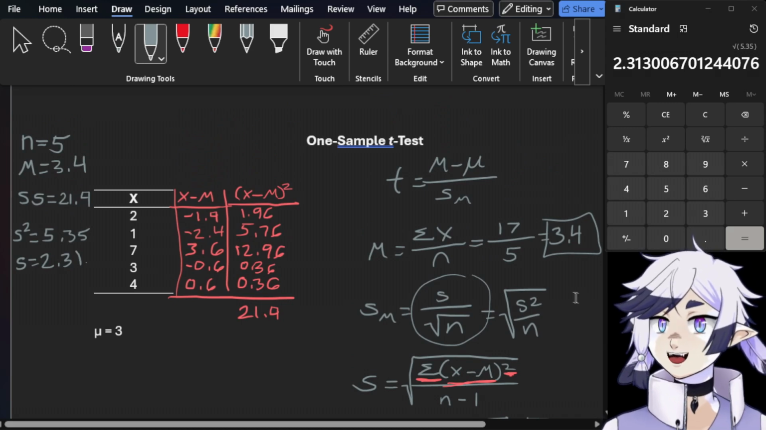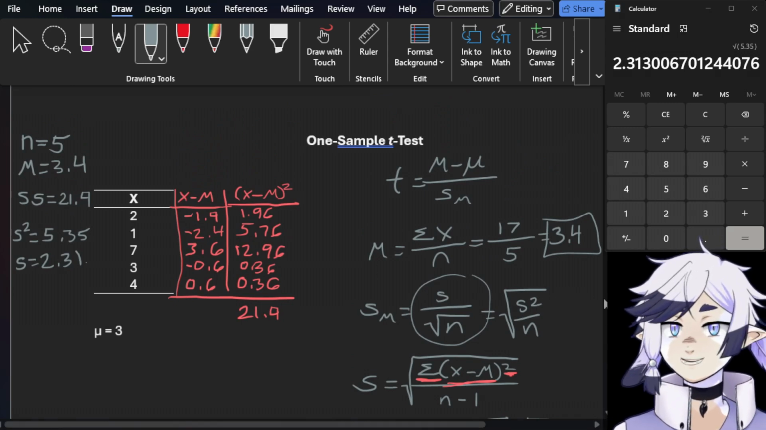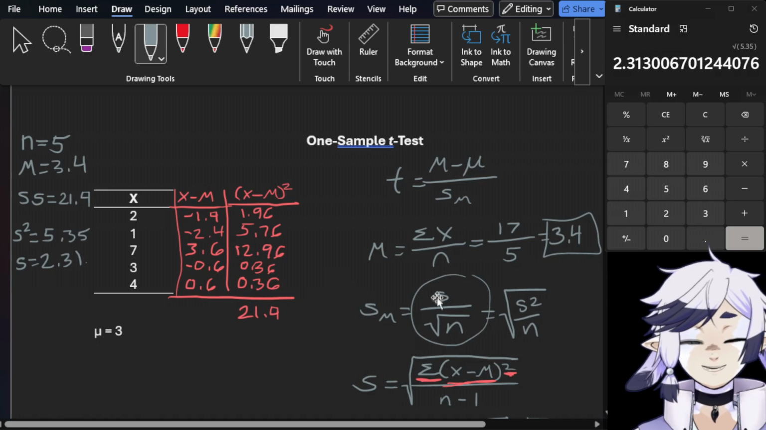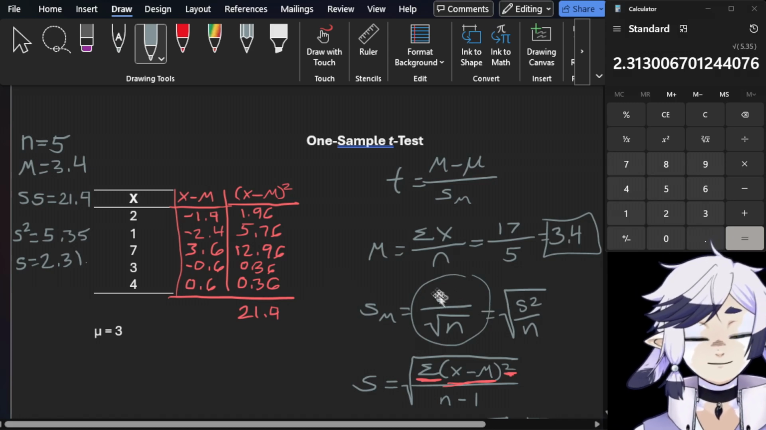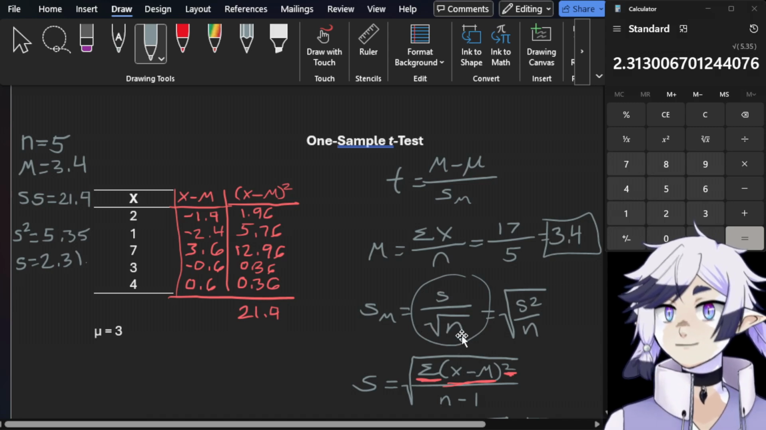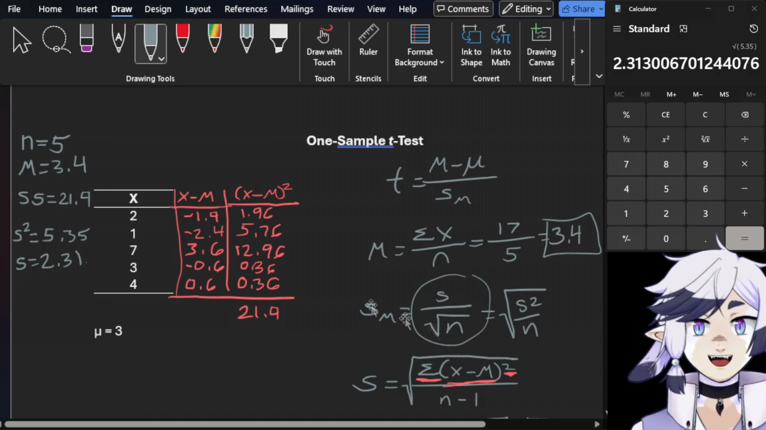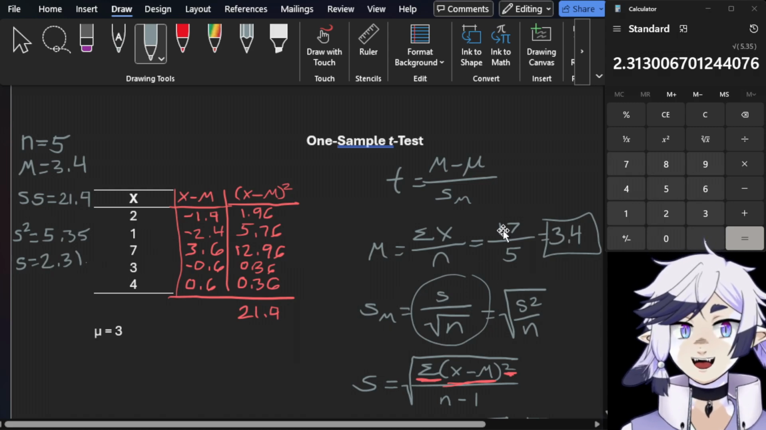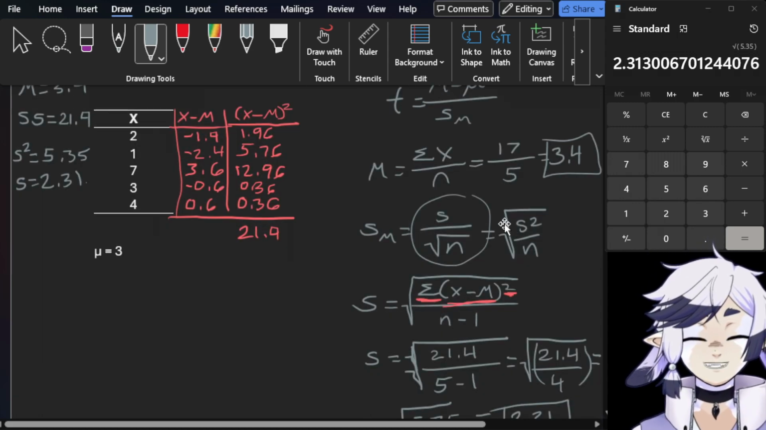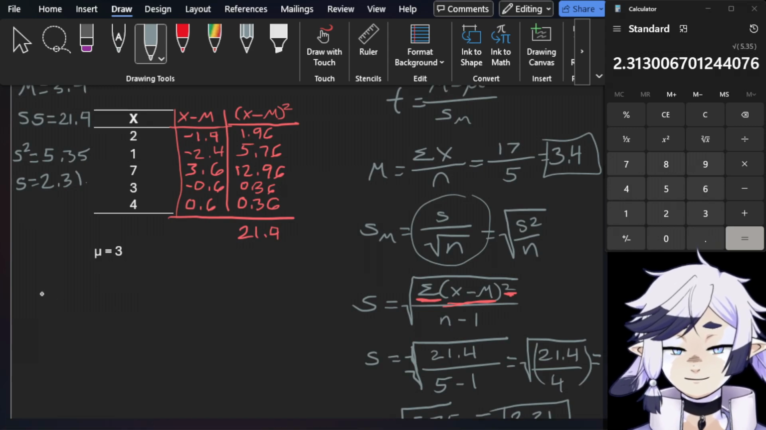So why did we do that? Well, it's because we needed our standard error. So let's check our formula for the standard error. We decided we were going to use the standard deviation one, which is the standard deviation over the square root of the sample size. And now that we have the standard deviation, we have enough information to calculate this. So let's calculate our standard error.